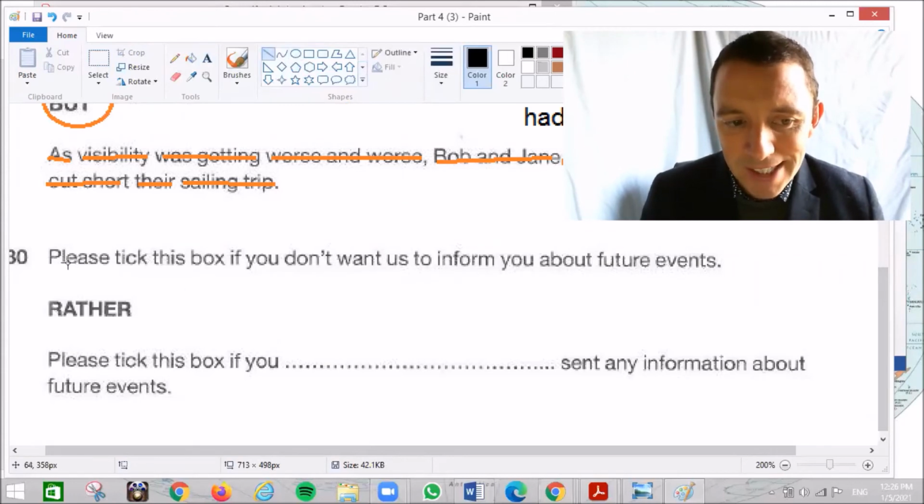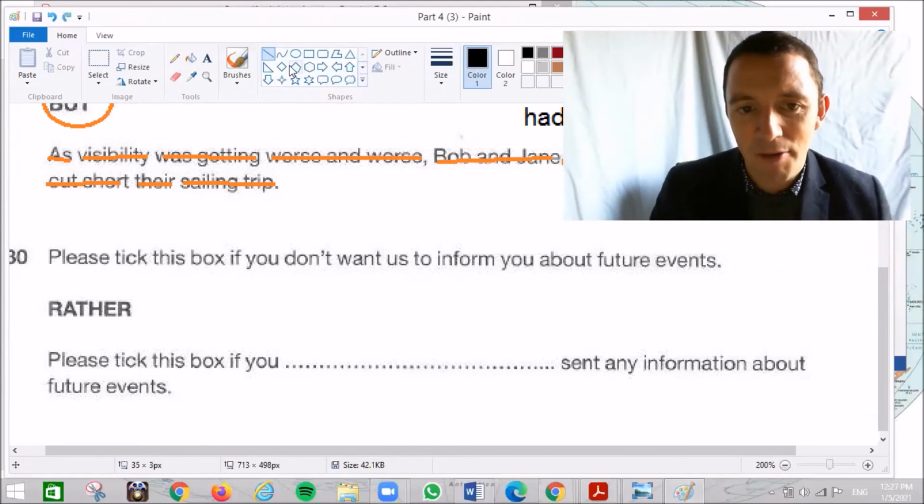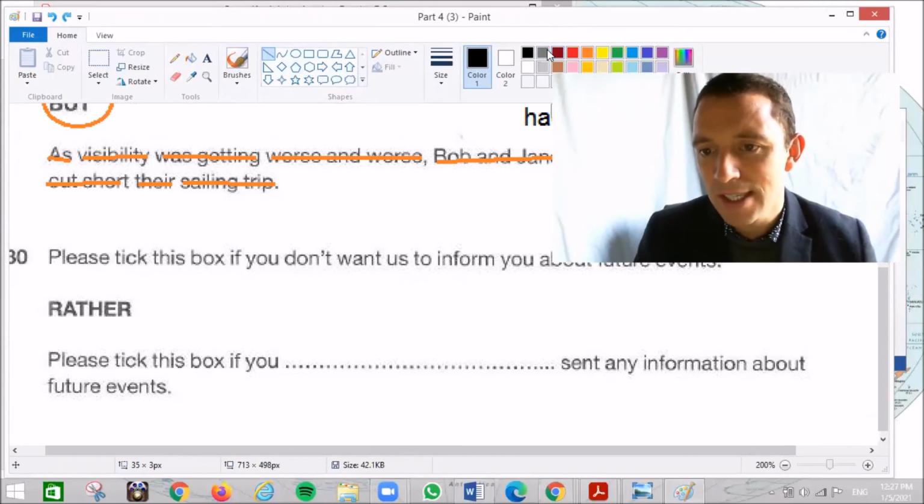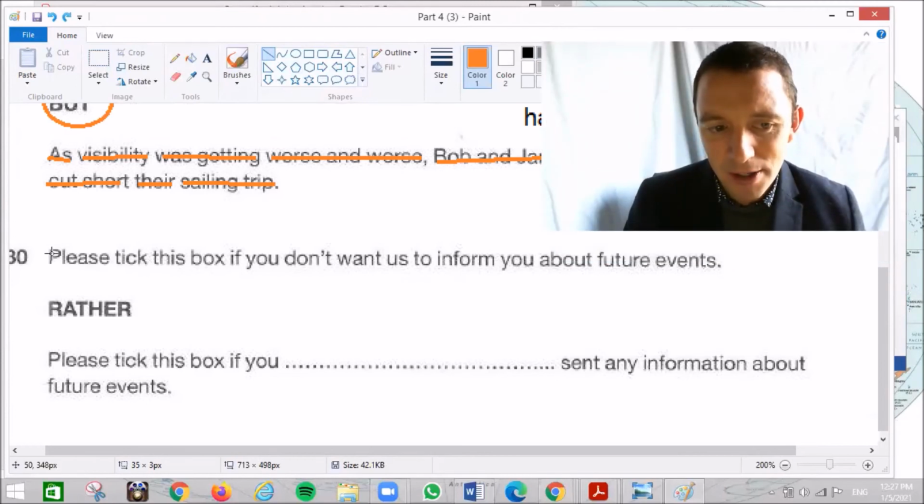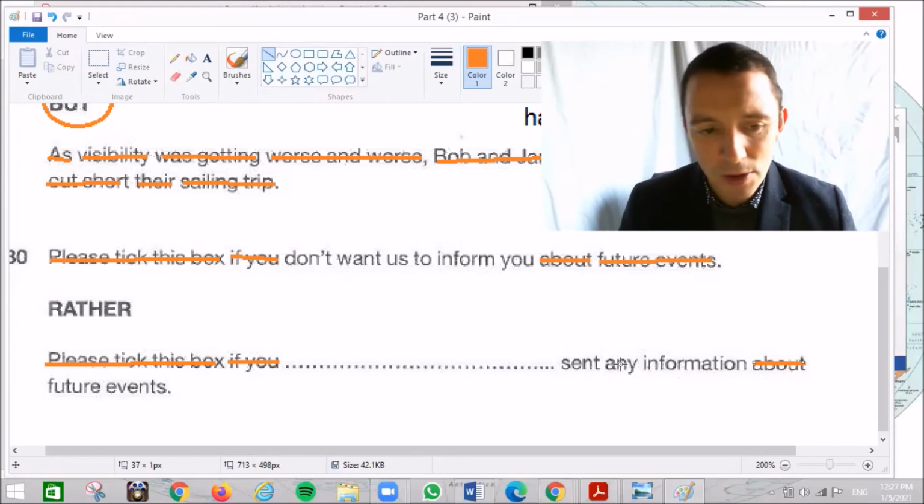And we have please tick. So tick is like the action in the box when you fill a form or when you complete a registration. So this is the same. Please tick the box. We can eliminate and we can eliminate. If you, okay, probably we can eliminate and eliminate. Send any information about future events. Okay, so about future events, we can eliminate. And about future, eliminate, we can eliminate also.